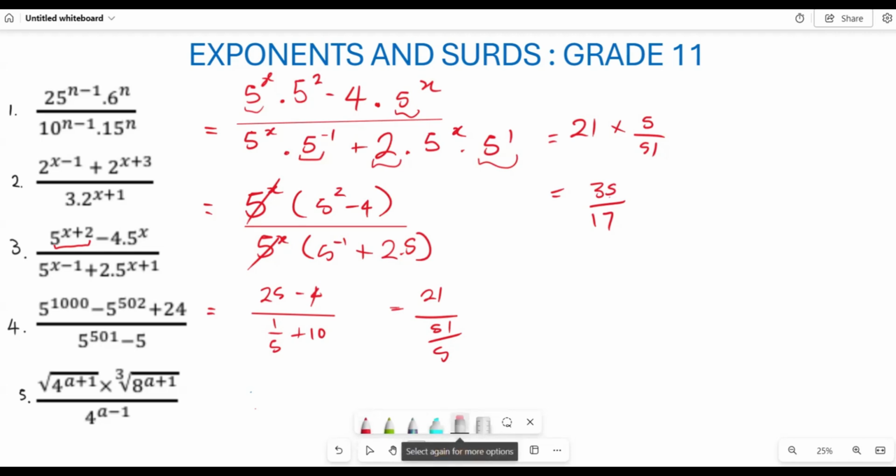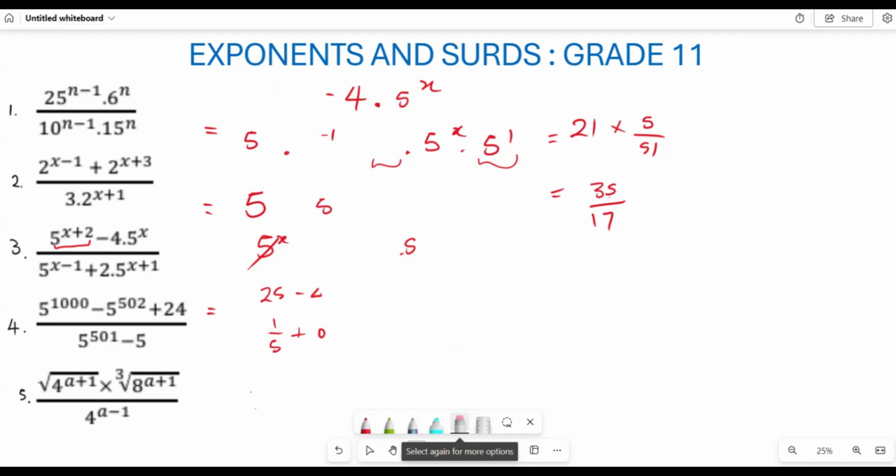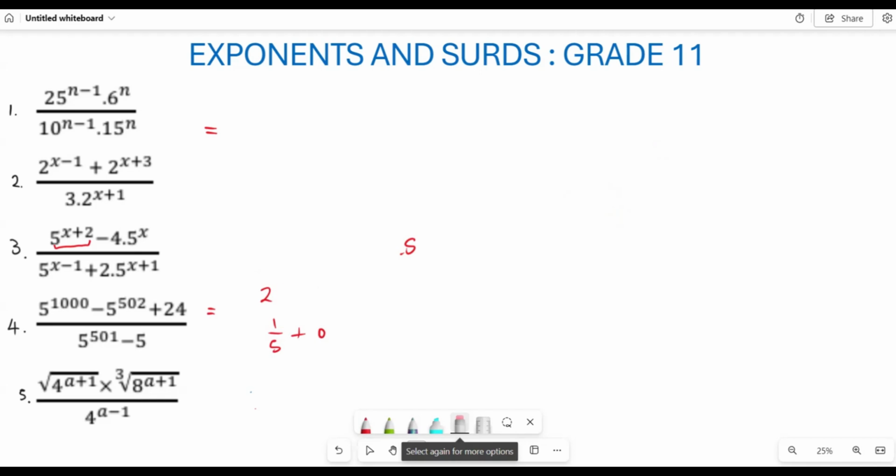Now, let's move swiftly along to our number 4 so that we can be in a position to understand what is required from us in this particular question, right? Now, let's look at number 4. Now, number 4, you are having this, right? So this is what here.